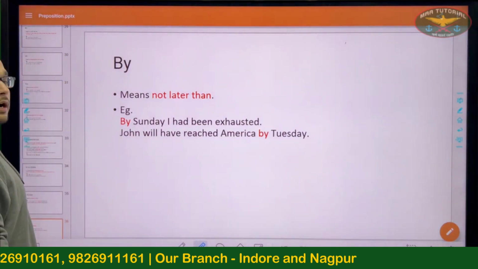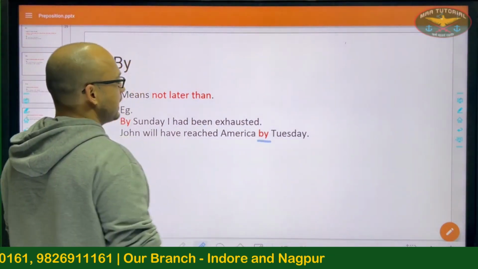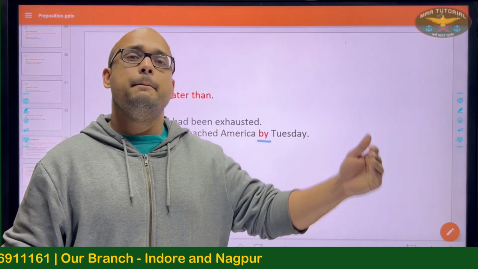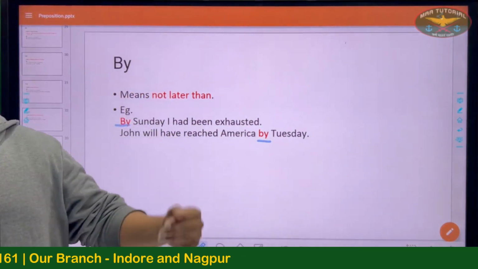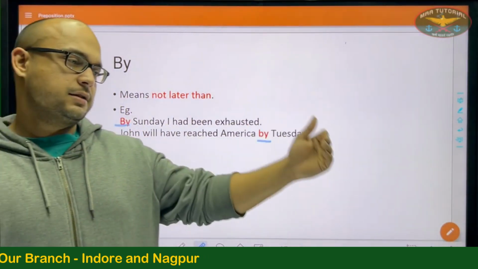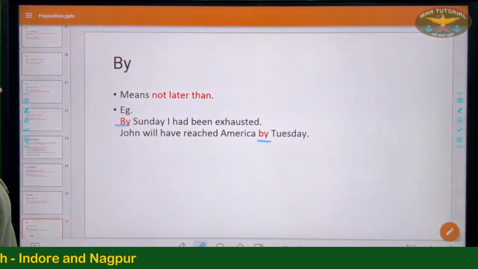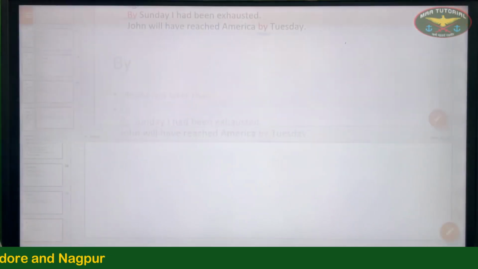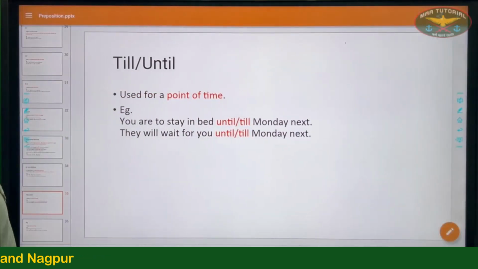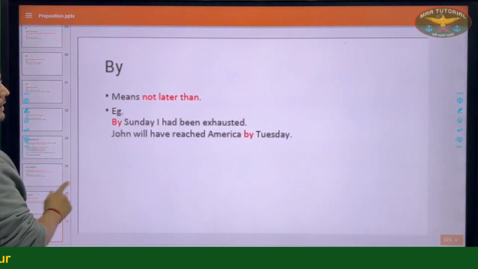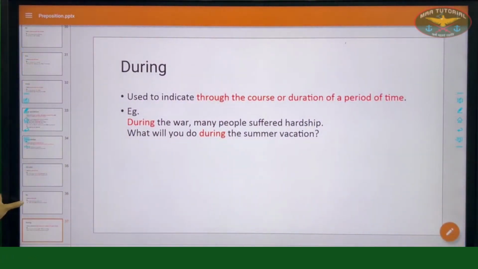John will have reached America by Tuesday. So by the time Tuesday comes, John will have reached America, not later than Tuesday. It wouldn't go past Tuesday. As soon as Tuesday comes, John will have reached America. By means not later than.